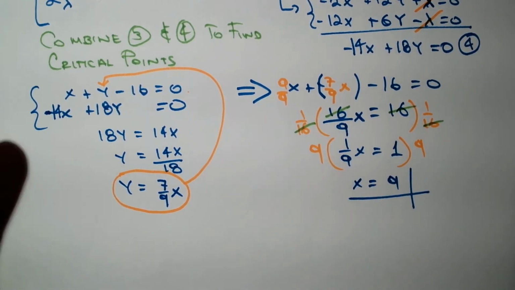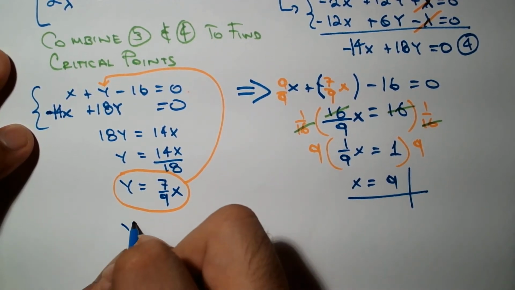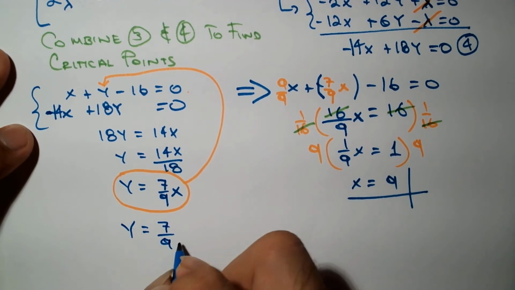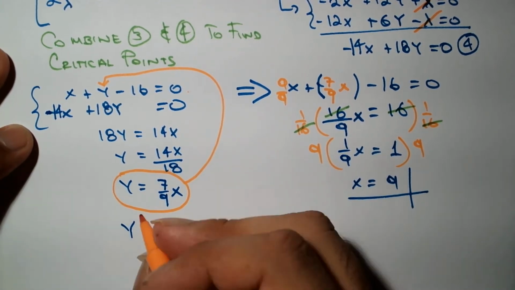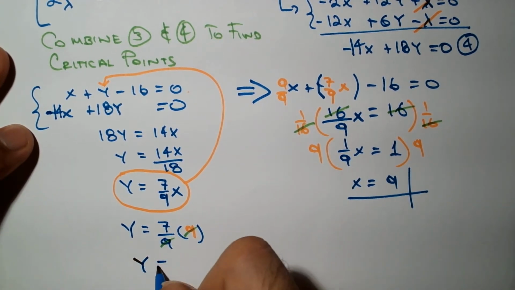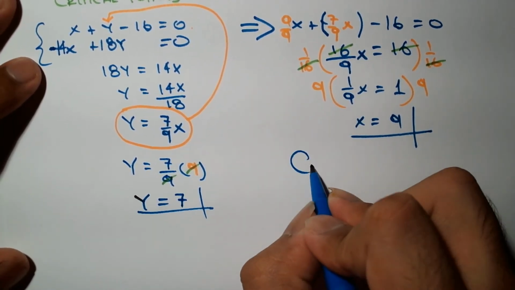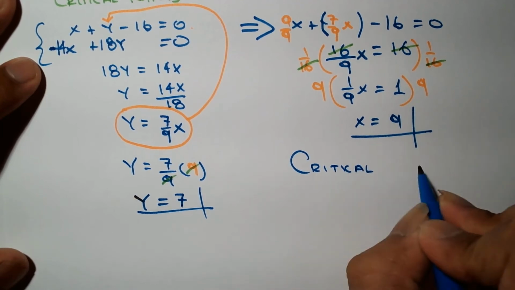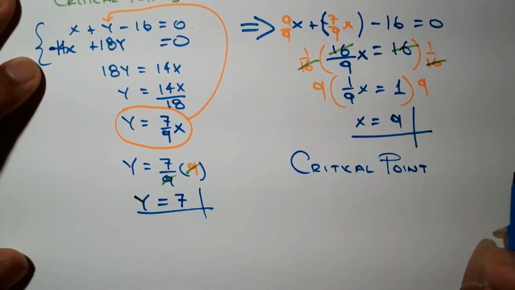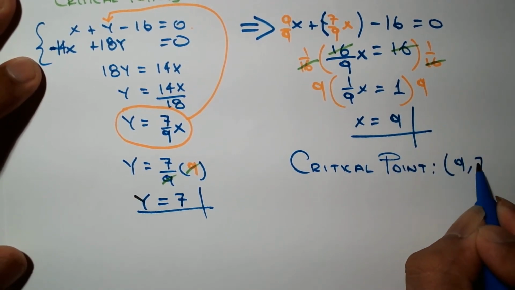Now let's find the y for the critical point using this equation that we have here. So y equals 7 over 9 times x, which is 9. Divide this out, and this is y equals 7. So our critical point, only one critical point, by the way, is going to be the point (9, 7).